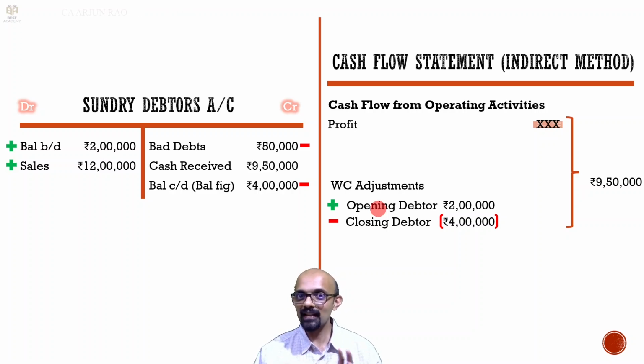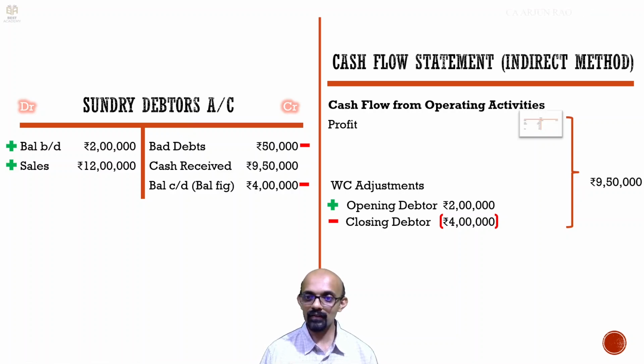So logically 2 points are clear now. Now the problem is this profit is not going to include only sales 12 lakh and bad debts 50, only the items that relate to our debtor account. There are going to be other expenses and incomes also, isn't it? So let's just go into that figure of profit.